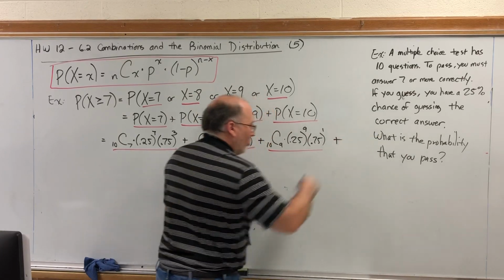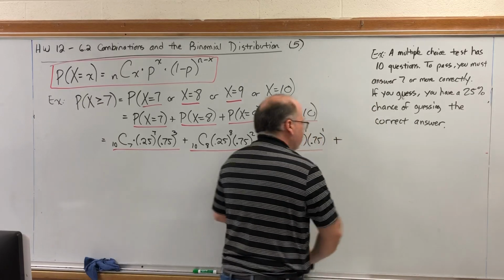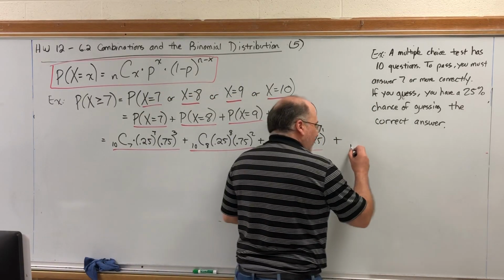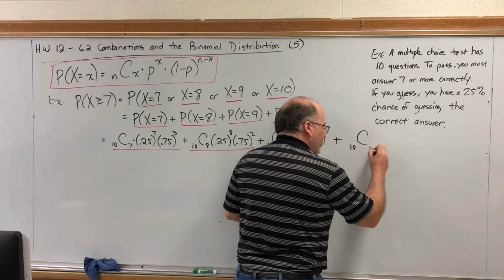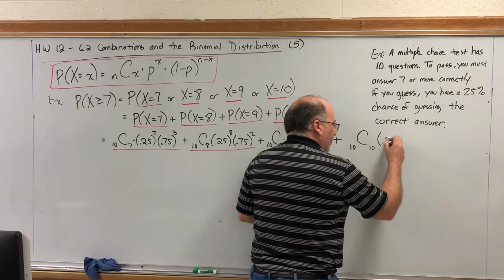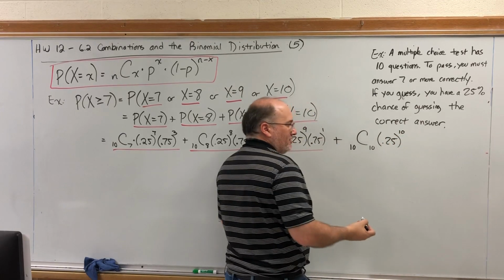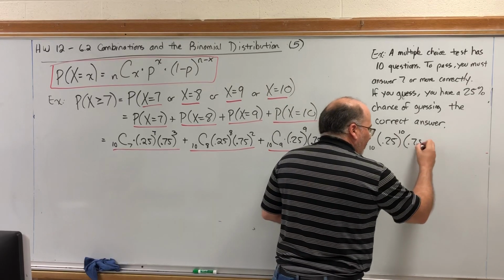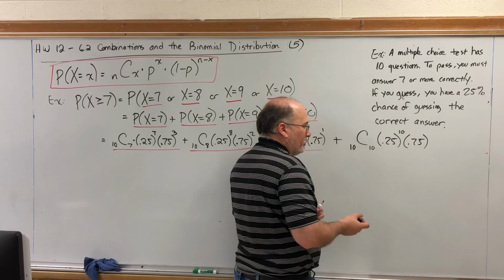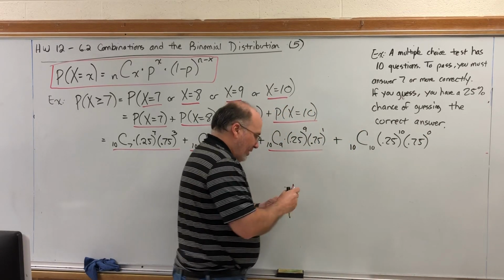Plus, I'm going to erase the question, just the last line. The probability of 10 successes is, out of 10 questions, we want a combination of 10 successes, times the probability of a success is 25%, and we want 10 successes, and the probability of a failure is 75%. But if there are 10 questions and we get them all right, that means that there are 0 failures. And now we just get out a calculator.